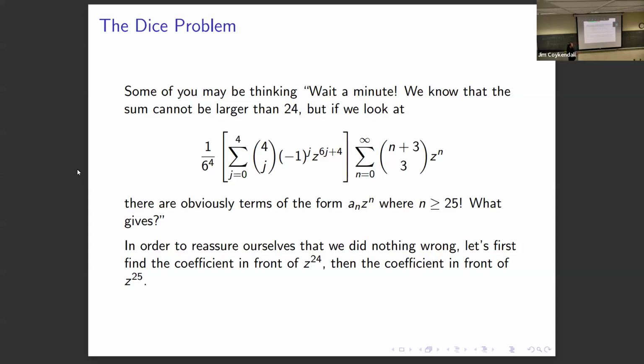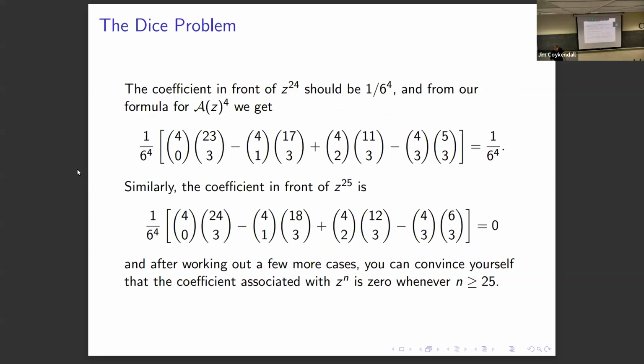But if you think about it for a second and you look really closely at all of the coefficients next to z to the n for n greater than or equal to 25, you can convince yourself that every single one of those coefficients is equal to 0. To be honest, I didn't formally check that. I checked a few, and I know it's going to work. So I did check a couple.